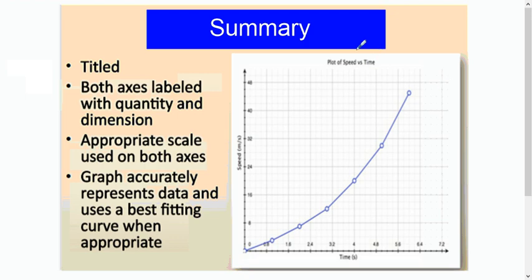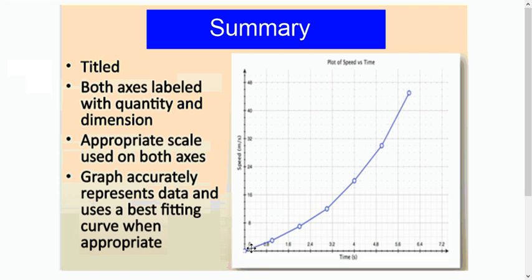So a quick little summary. It doesn't have everything, but it's a good little summary slide. Your graph should be titled, both axes labeled with quantity and dimension, so units. You need appropriate scales used on both axes, and the graph should accurately represent data using a best fit curve when appropriate, or line. So this one, this is a curve.